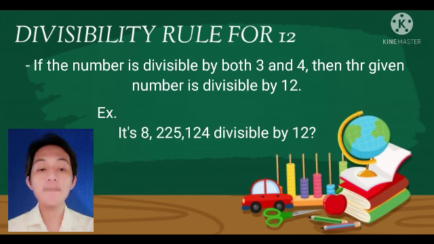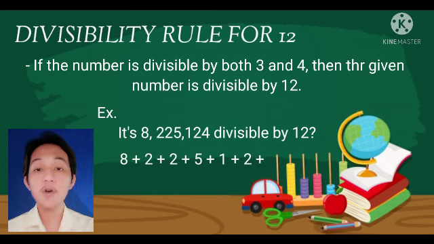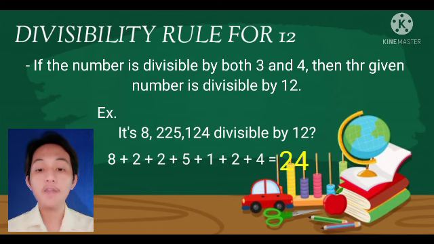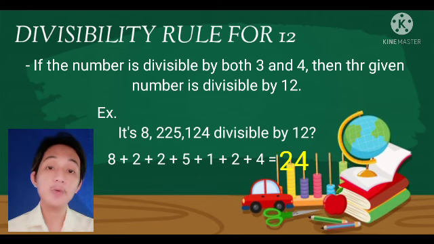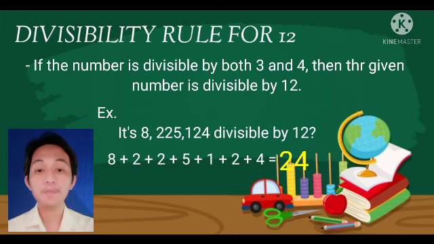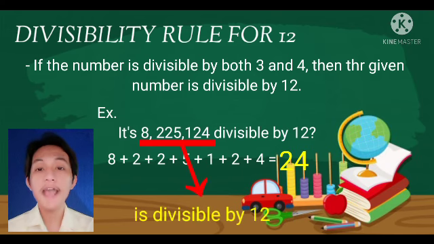First, we need to get the sum of all the digits. We have 8 plus 2 plus 2 plus 5 plus 1 plus 2 plus 4 is equal to 24. And 24 is divisible by 3. Therefore, 8,225,124 passes the divisibility rule for 3. Second, we need to take a look at the last two digits. The last two digits here are 24. And 24 is also divisible by 4. Therefore, the original number 8,225,124 is also divisible by 12. And that's the divisibility rule of 12.